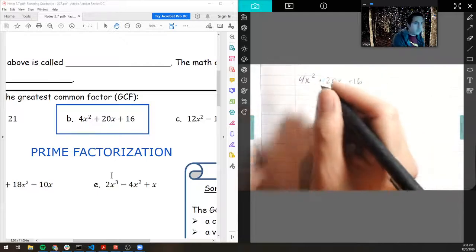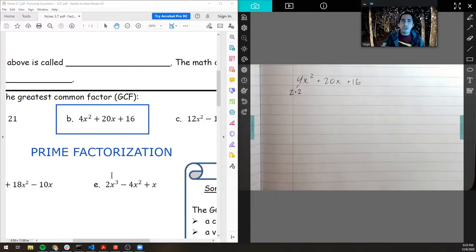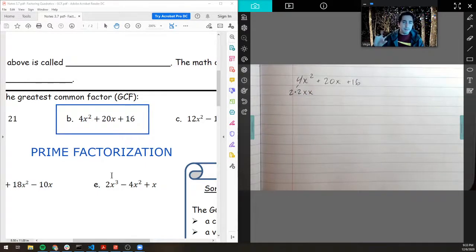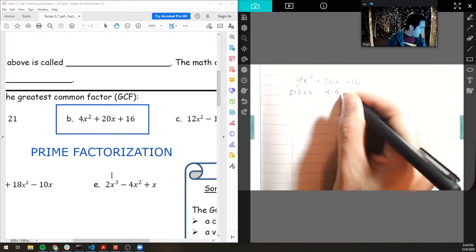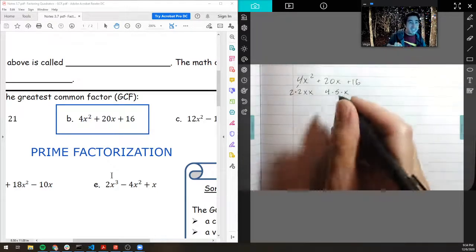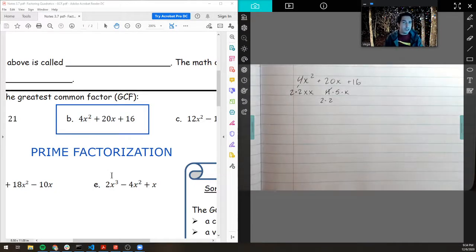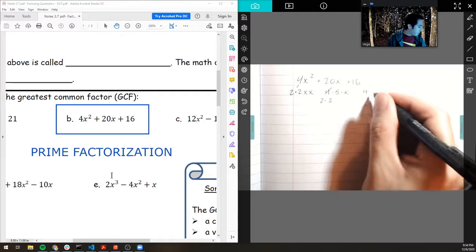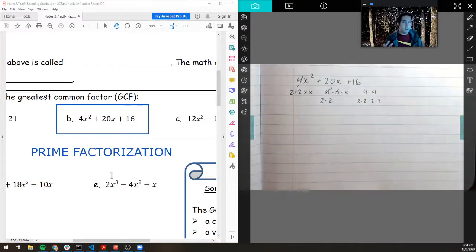So 4 is really 2 times 2. 2 is a prime number. X squared is really x times x, right? So 4x squared is 2 times 2 times x times x. 20x is really, let's break this down, 4 times 5 times x, and 4 is 2 times 2. So 20x is really 2 times 2 times 5 times x. And then the last thing we have is the 16. 16 is really 4 times 4, which is 2 times 2 times 2 times 2.